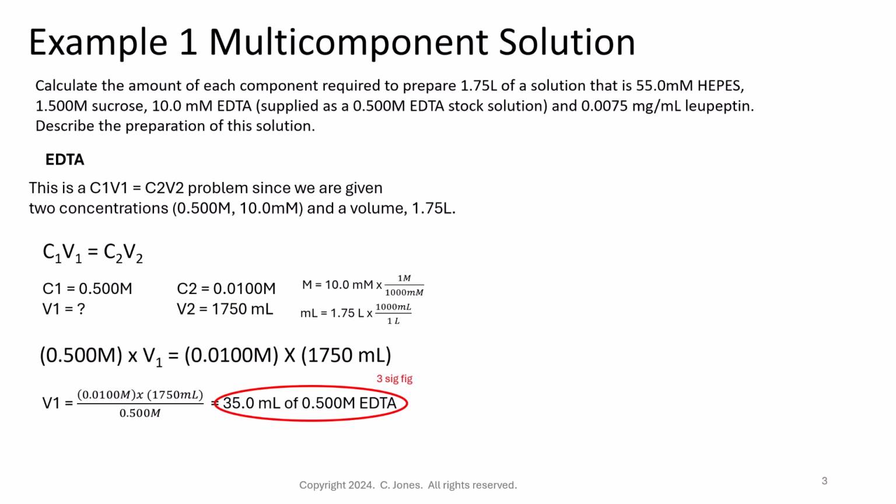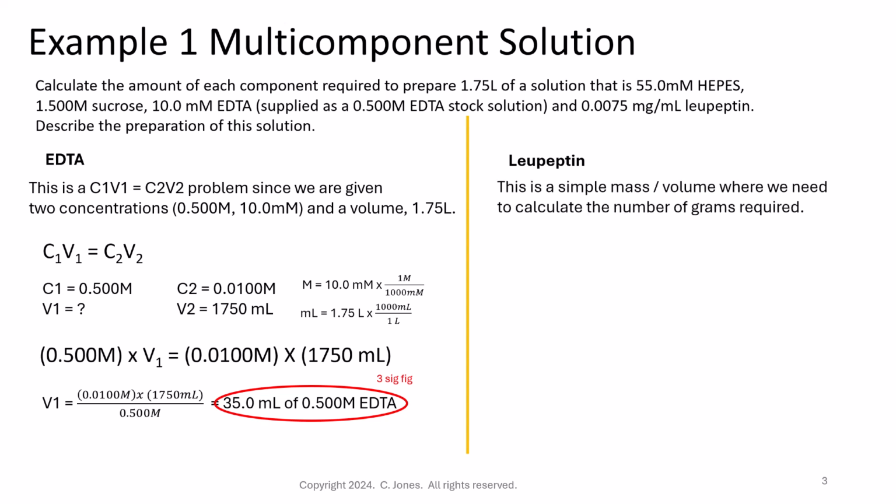So we finished EDTA. What's next? Last on the list is leupeptin. And leupeptin is given to us as a mass per volume, milligrams per mil, right? So this is a simple mass to volume ratio, and we're going to need to calculate this in grams because, again, our balances are calibrated in grams, not milligrams.